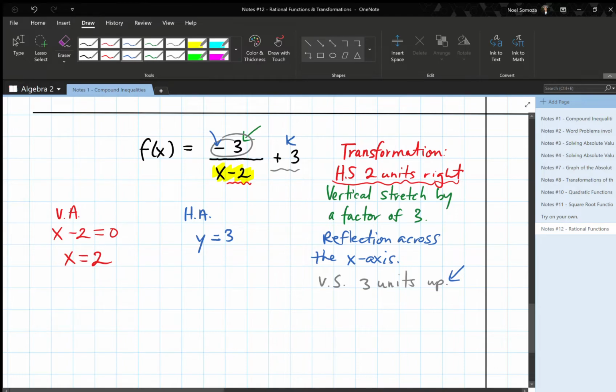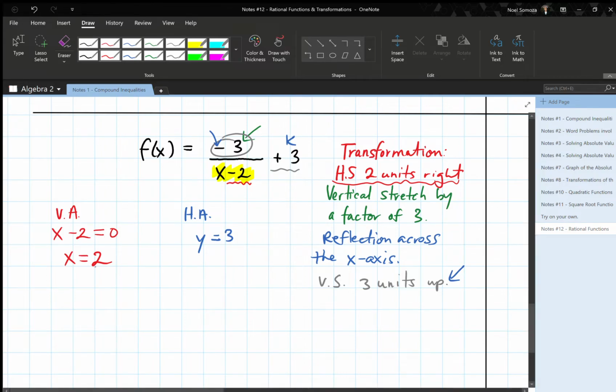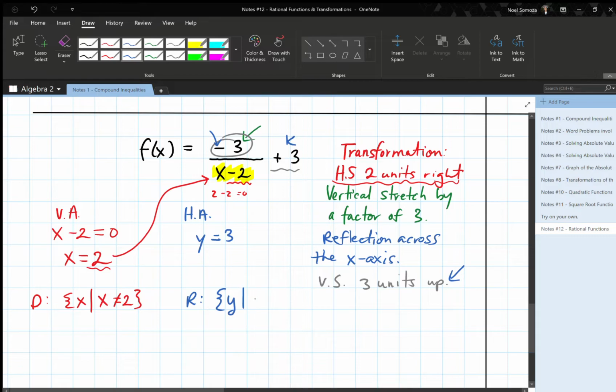We can then state the domain. The one number that we don't want x to be is 2, because if you were to take 2 and plug it in for x, what happens in the denominator? You get 2 minus 2, which equals 0, so now you have a 0 in the denominator. Plugging in 2 is going to give you undefined. So for the domain, we want all real numbers such that x does not equal 2. And for our range, we can say the set of y values such that y does not equal 3.